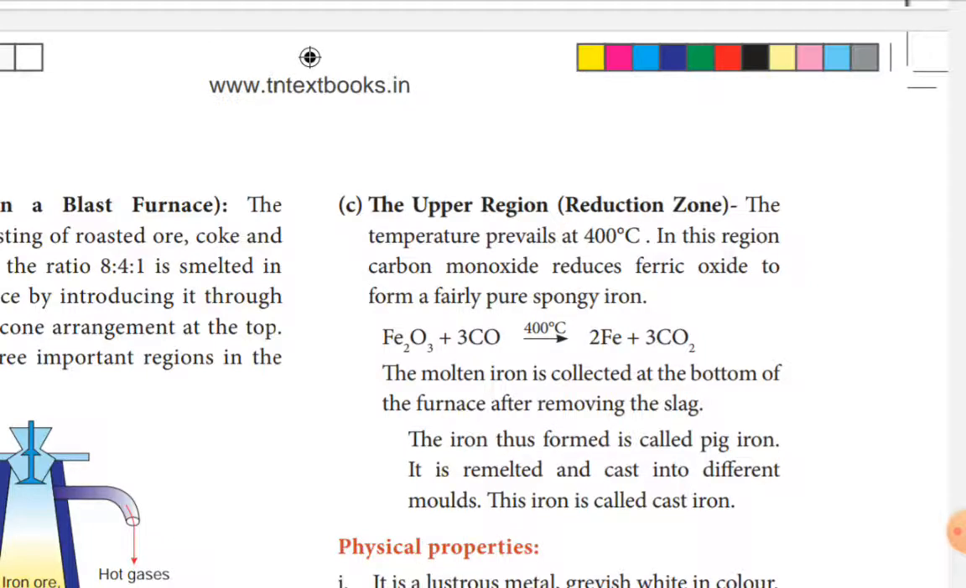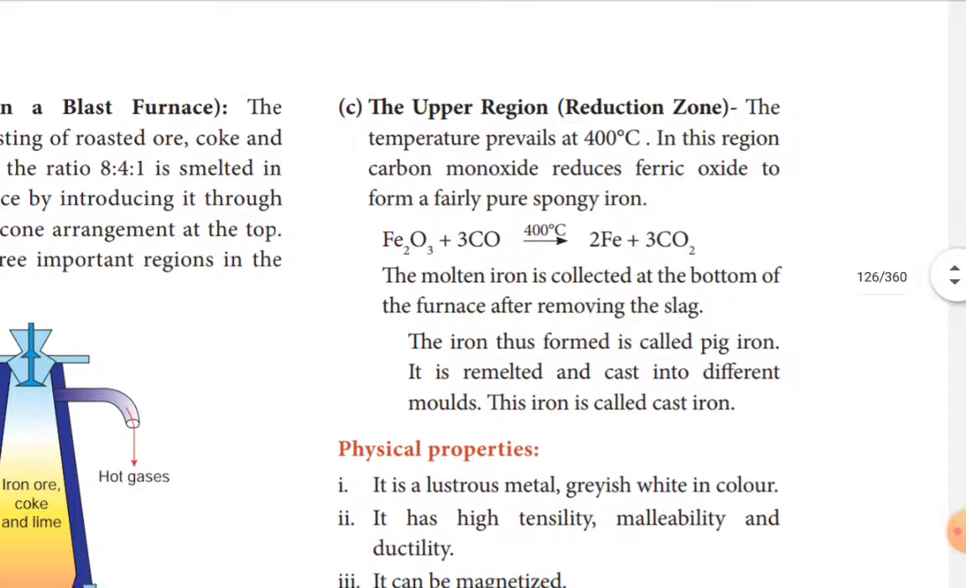And next, the molten iron is collected at the bottom of the furnace, after removing the slag. The iron thus formed is called pig iron. Pig iron is not a completely pure form of iron, it is an impure form of iron. So it is remelted, and after remelting it is cast into different molds. Depending upon the requirement, different molds are used to cast the iron. So it is called cast iron.